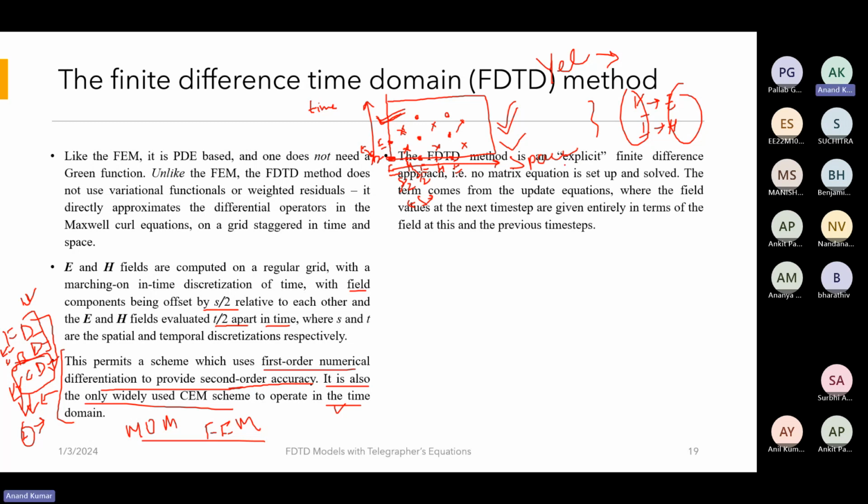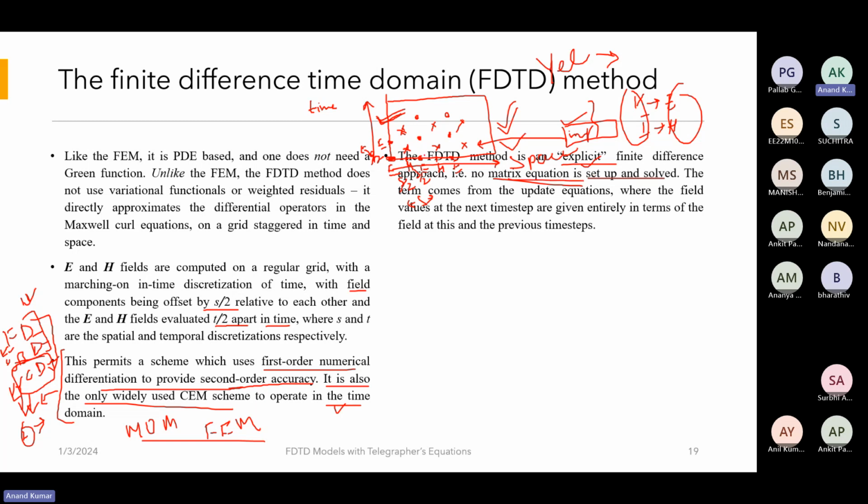The FDTD method is an explicit method, which will become more clear as we solve problems. Explicit means that no matrix equation is set up. You can also do it implicitly, so there are methods to solve FDTD implicitly. We won't go over them, but after the end of this course, you will be able to read these papers and understand them. We will be using the explicit scheme where we don't have to set up any matrix equation.